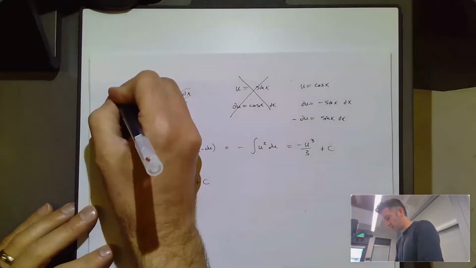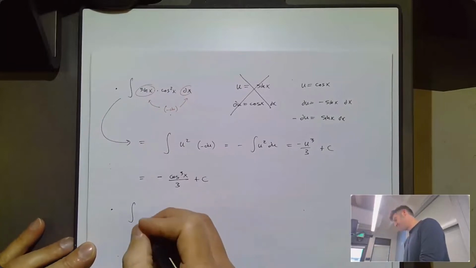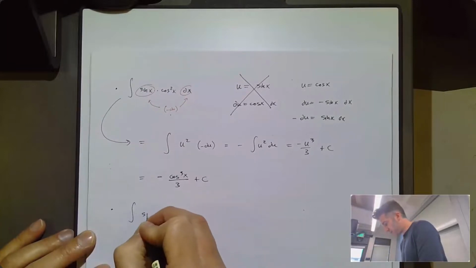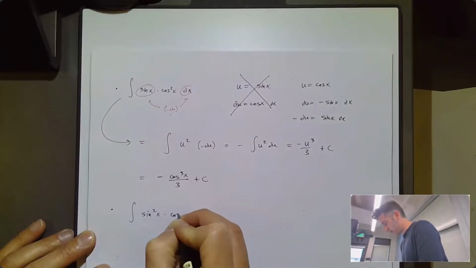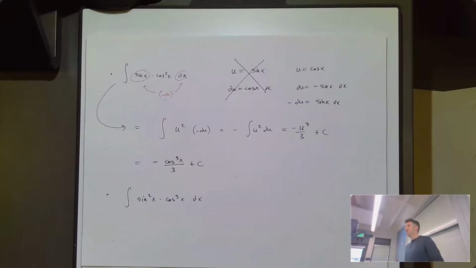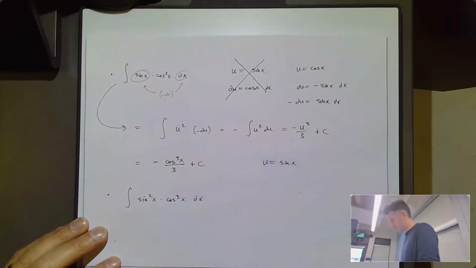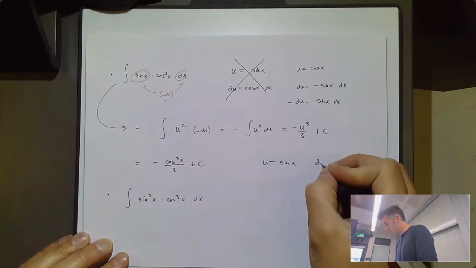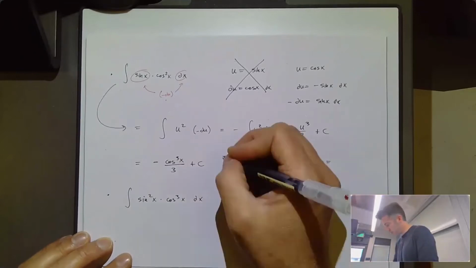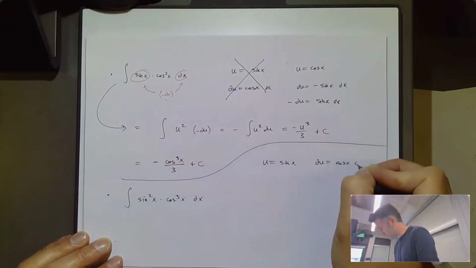So let me give you another example. Let's say we want to do the integral of sine squared x times cosine cubed x dx. So there's one choice here that's really going to work. There's one choice here that really isn't going to work. And the choice here that is going to work is letting u equal to sine of x. And so then your du is going to be cosine x dx.